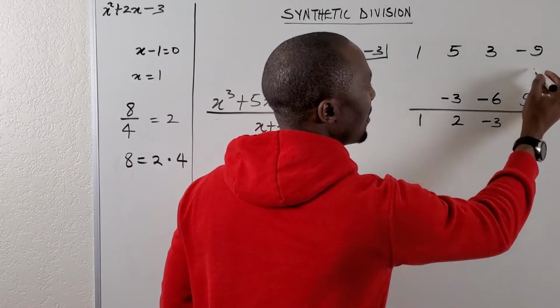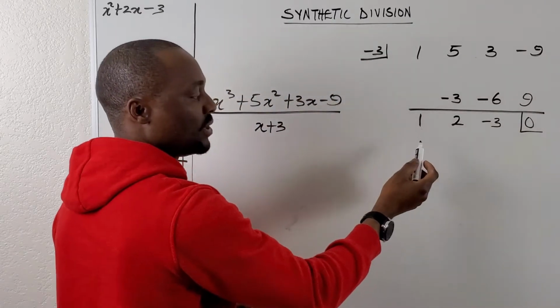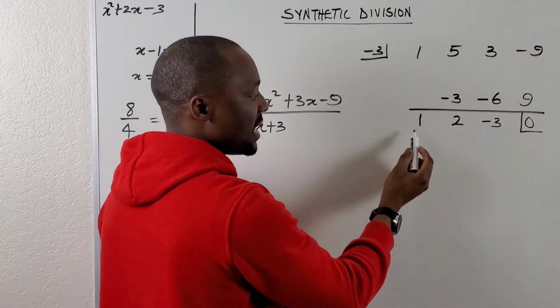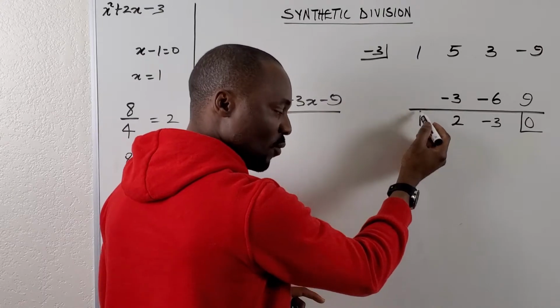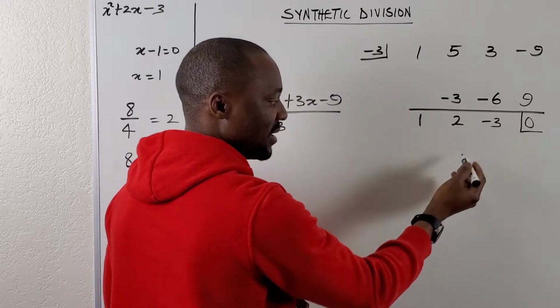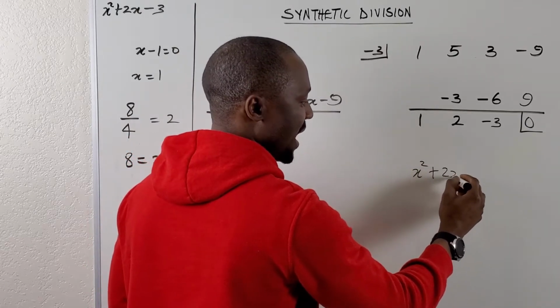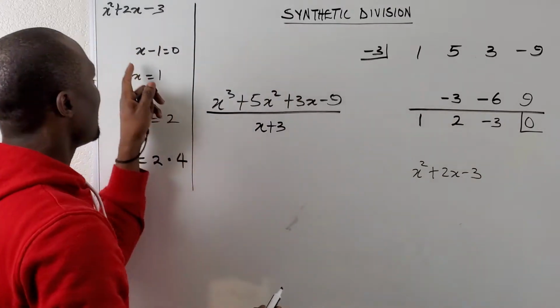So we have 9. When you add these two, you get a remainder of 0. And this is the quotient. The quotient will now be 1x squared plus 2x minus 3. That's what we're supposed to get. x squared plus 2x minus 3.